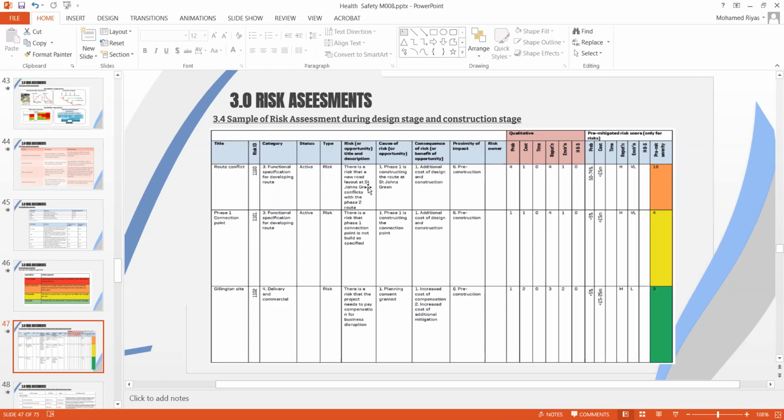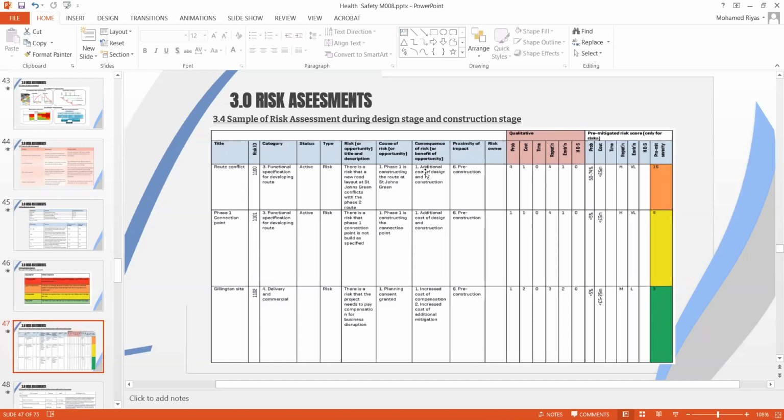Then you give more detail in the description. There is a risk that the new road layout at St. John's Green conflicts with the phase 2 route. So this is the risk. For the cause of risk, what caused this risk to appear or be considered, you can simply write the major cause. The reason is that later, if you can eliminate the major cause, you can probably avoid the risk. Phase 1 is constructed at the route St. John's Green, so this influences this risk.